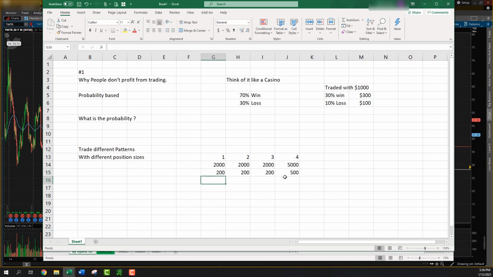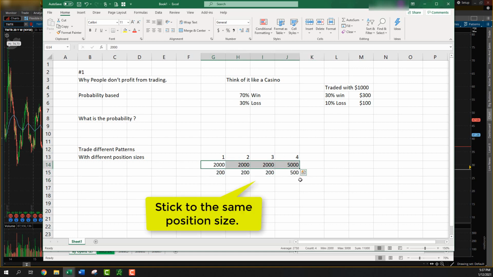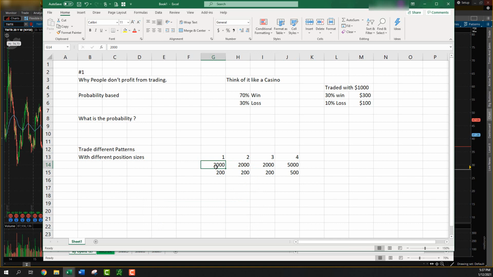So then you wiped out more than half of your earnings with just one trade, because you keep trading with different amount sizes. You have to be consistent. If you're going to trade one pattern, you got to stay to the same amount. Whether it's 2,000, do that 2,000 for 10, 20, 30 times before you go up to 5,000 or 10,000, and so on and so forth.